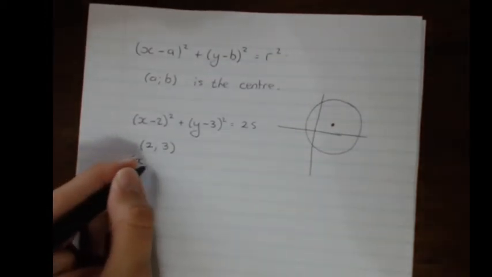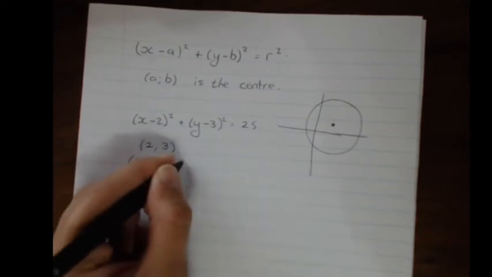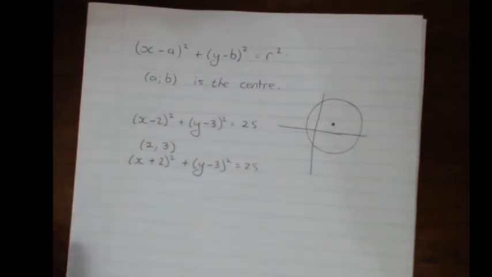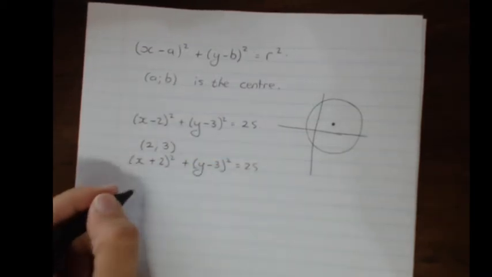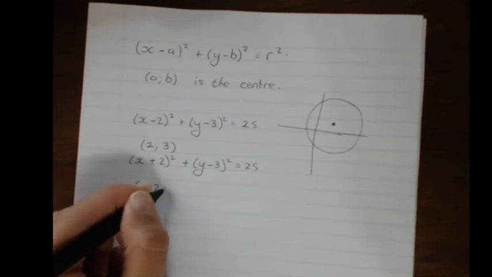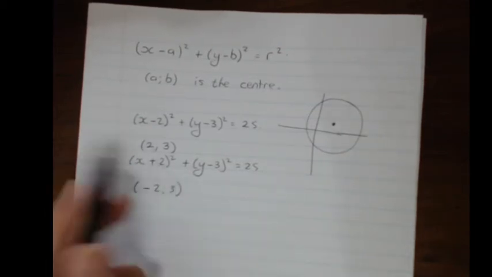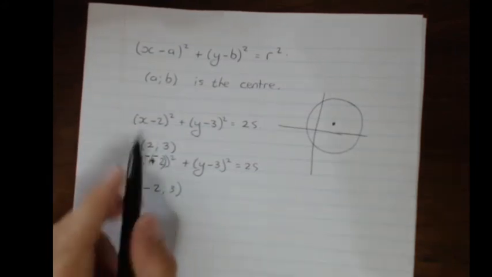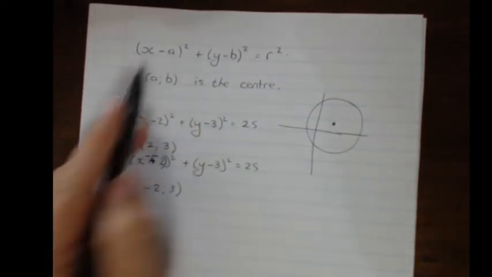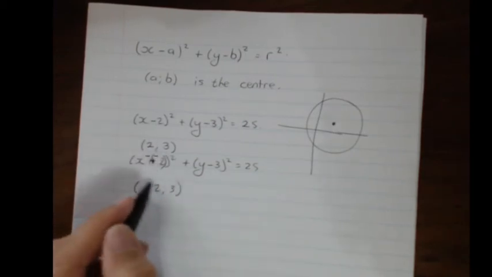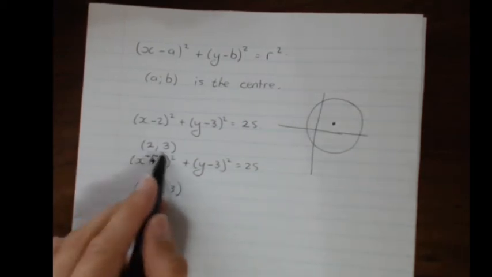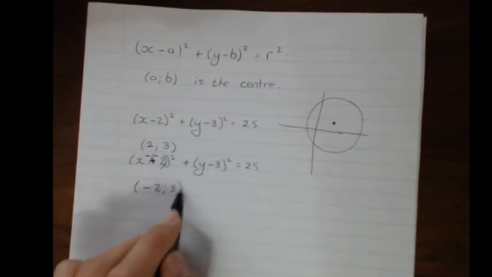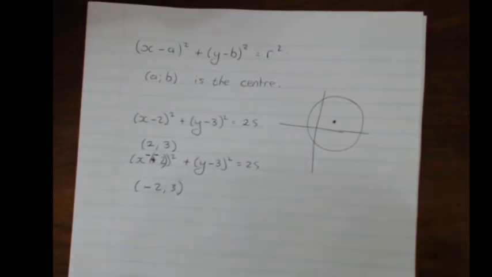If that was (x plus 2) squared plus, say for instance, (y minus 3) squared is 25, the coordinates of the center of this circle are going to be negative 2, positive 3, because plus 2 I can write as minus negative 2, with the negative from the formula there, and then the a is actually negative 2, you see. So if there's a plus, the coordinate is negative. If there's a minus, the coordinate is positive. So just be mindful of that.